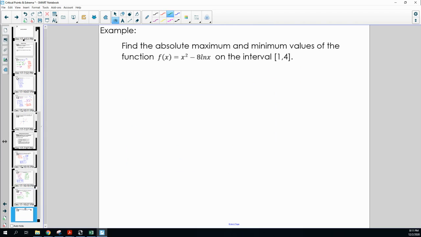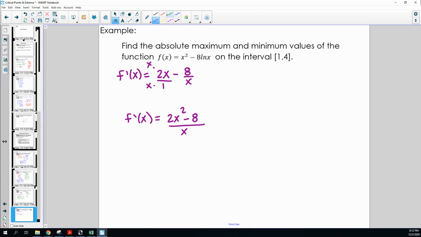Okay, and then the last one we're going to look at here. So again, same thing. Find the critical points first. So f prime of x is going to be, here we have 2x minus 8 times the derivative of ln x. The derivative of ln x is just 1 over x, so it's going to be 8 over x. What I'm going to do here is get a common denominator, right? Right now it's really over 1, so I'm just going to multiply by x here and here. So I'm going to get f prime of x equals 2x squared minus 8 over x.